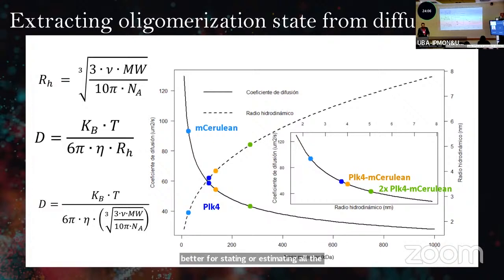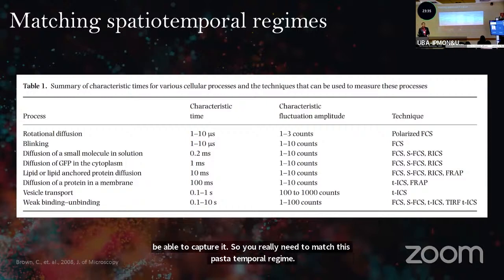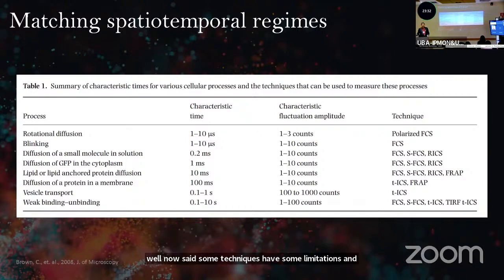Now, one of the most important lessons, I think, in spectroscopy, and anyone you meet and talk to about it will not stop repeating it over and over again, is that if you acquire the data in the wrong regime, or in a regime that doesn't capture the dynamics you're interested in, it doesn't matter how you analyze it, you're not going to be able to capture it. So you really need to match the spatiotemporal regimes of what you're interested in. And for that, as Lionel said, some techniques have some limitations. And after a given spatiotemporal dynamic regime, then you have to jump to another technique.